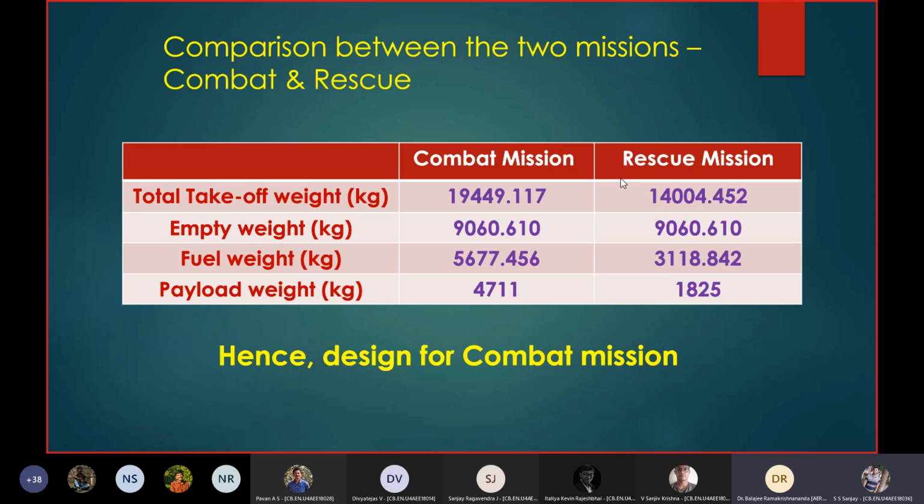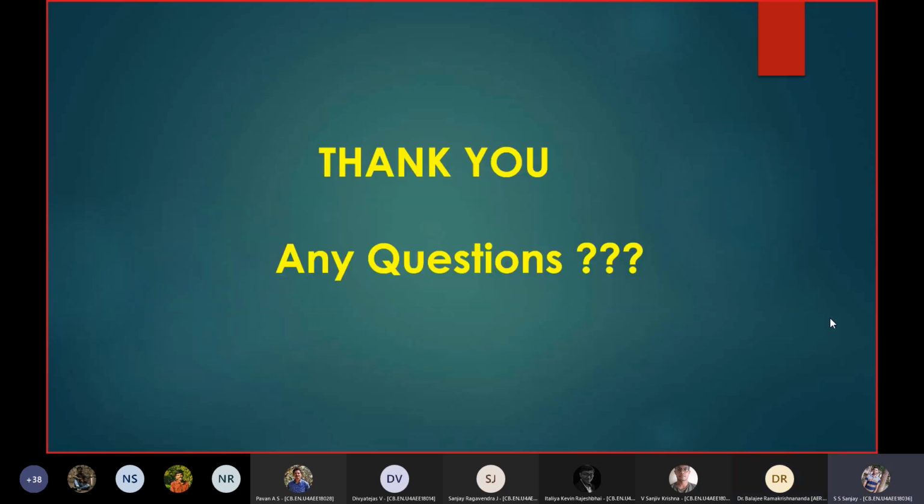Yes. And as it was specified during the rescue mission, we are supposed to offload these armaments. So we are not carrying missiles and all, and that is why the payload is less for the rescue mission, and hence the fuel weight is less. Okay. Thank you.